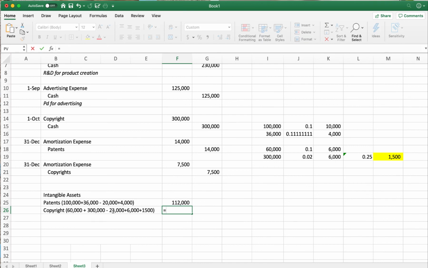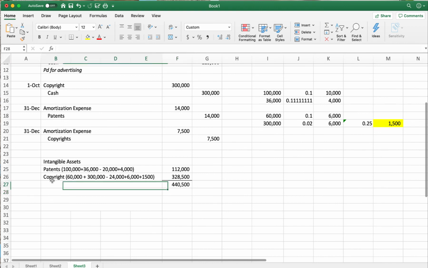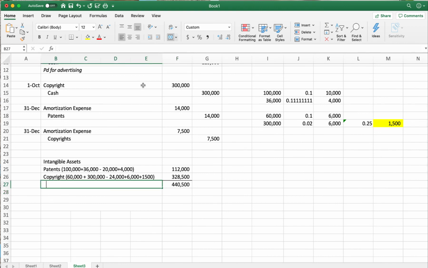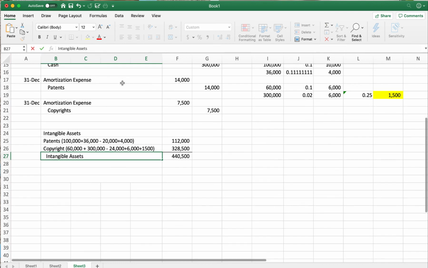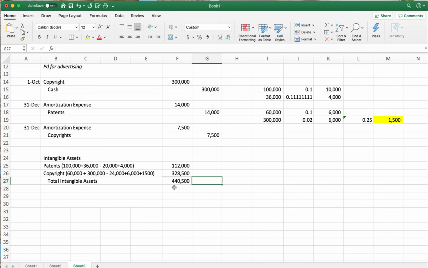So we should get, just do it this way, $360,000 minus $24,000 plus $6,000 plus $1,500. That gives me $328,000. If I underline it, I add them up. I have total intangible assets, and here's how we need to notate it. You always want to indent. Actually, bear with me. Total intangible assets of $440,500. Okay?